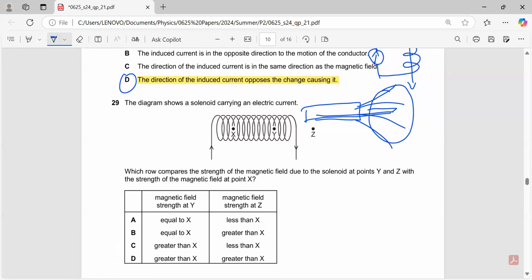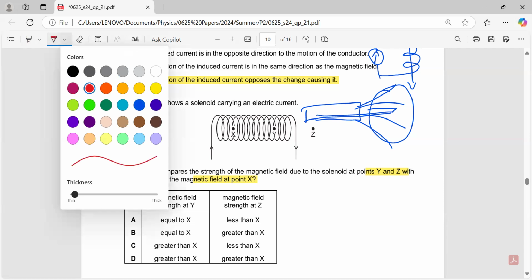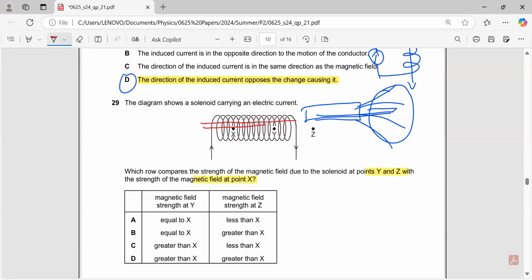So which row compares the strength of the magnetic field due to the solenoid at points Y and Z with the strength of the magnetic field at point X? Okay. So we need to tell that we are comparing the magnetic field of X with the magnetic field of Y and Z. Inside the solenoid, the magnetic field lines are straight and very close to each other. So the magnetic field strength is much more inside the solenoid as compared to the outer ones.